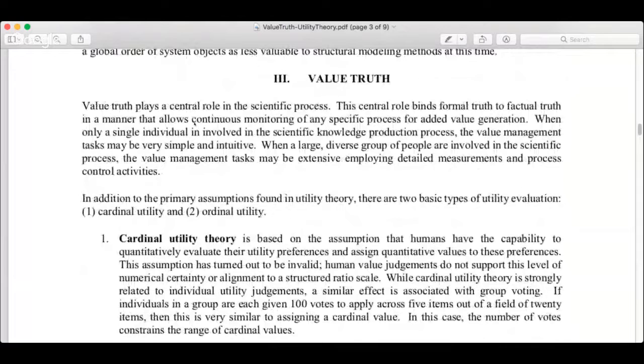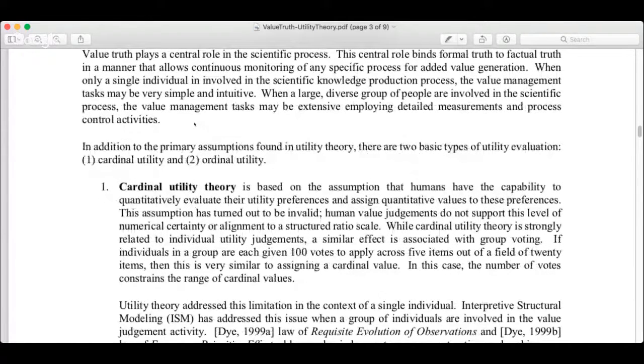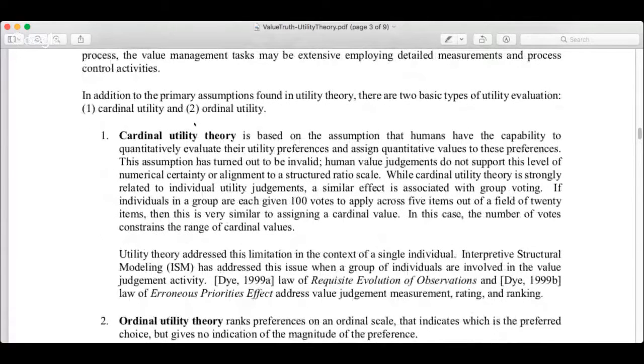And so the value of truth, of course, has a central role in the scientific process because it connects, right? It connects the formal logic to our empirical data. And so we want to do what is the most valuable in every case. And when we're doing this, the additional primary assumptions are found in utility theory. There are two basic types of utility evaluation: cardinal utility and ordinal. And of course, the cardinal utility was based on an assumption that turned out to be false.